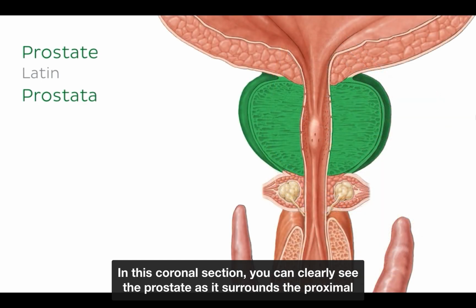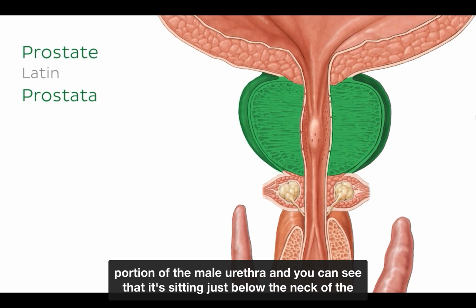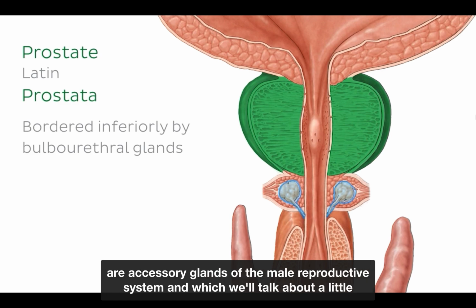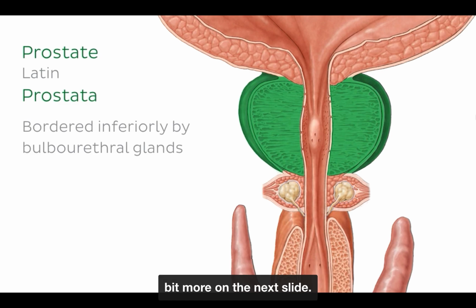In this coronal section, you can clearly see the prostate as it surrounds the proximal portion of the male urethra, and you can see that it's sitting just below the neck of the bladder and is bordered inferiorly by two glands, the bulbourethral glands, which are accessory glands of the male reproductive system, and which we'll talk about a little bit more on the next slide.